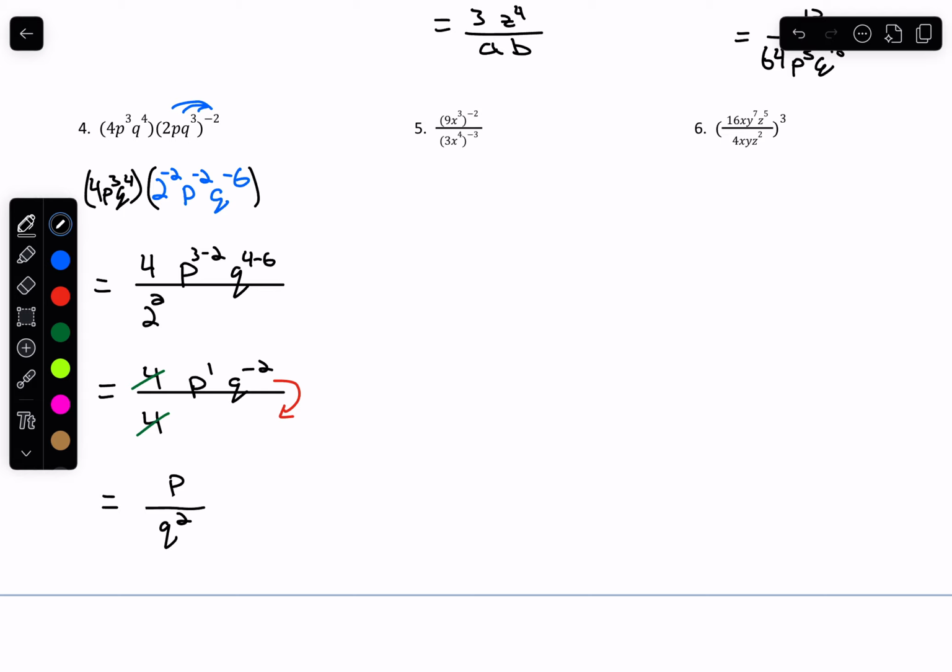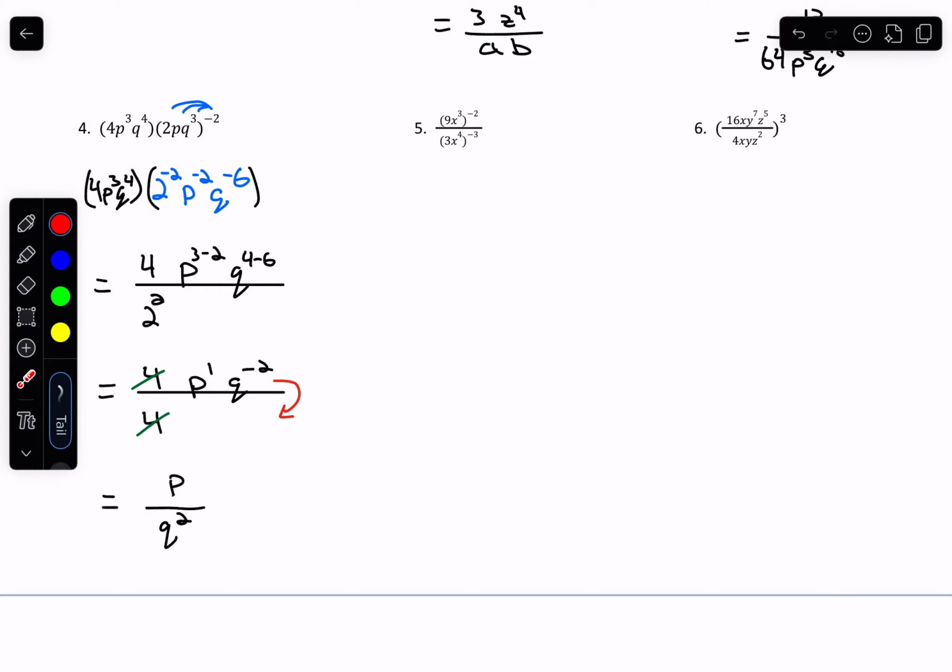But a couple key steps in there. We have to make sure we distribute this -2 to everything inside. We have to make sure that if we have negative exponents, we bring them to the bottom. So I took this 2 to the -2 and moved it down to the bottom. And we just have to be careful that we don't make any trivial mistakes along the way.